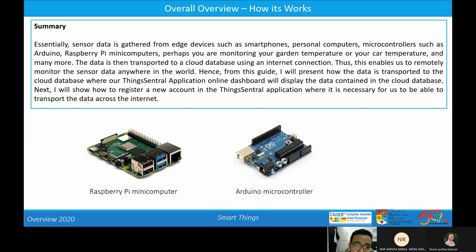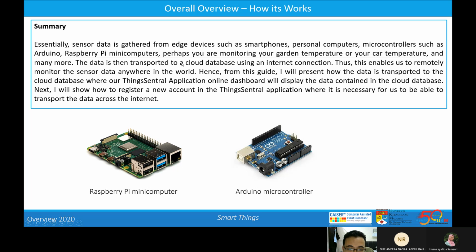In summary, you have sensor data gathered from each device. For example, you have an Arduino that collects your room temperature. The Arduino that collects the room temperature is called an edge device because it sits at the very end of the infrastructure that collects and produces the data, such as a smartphone, your computer, or a microcontroller such as an Arduino or a Raspberry Pi mini computer. Perhaps you monitor your garden or your car temperature and many more.